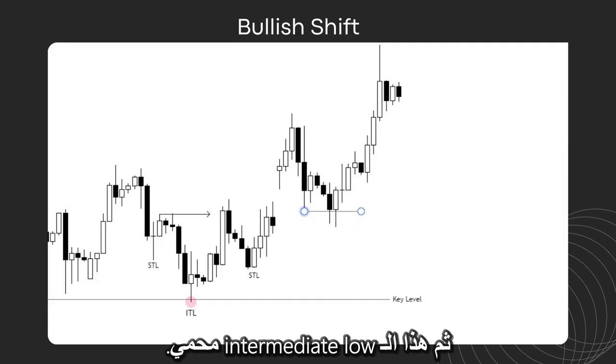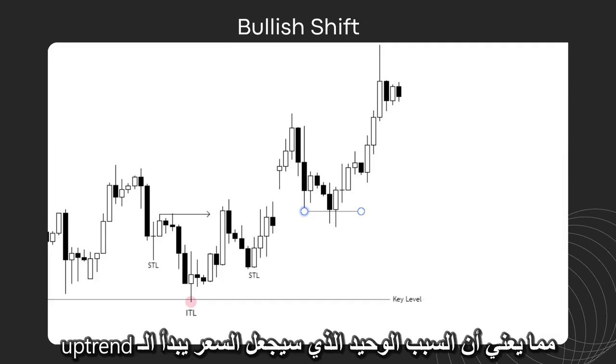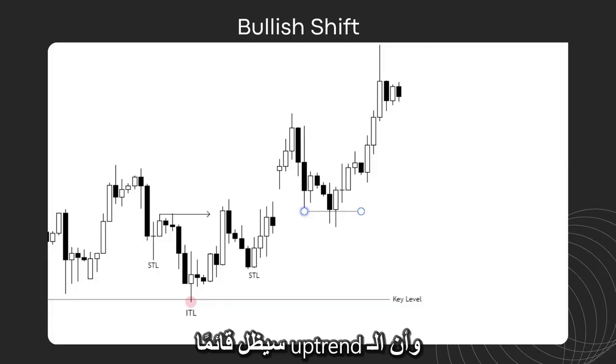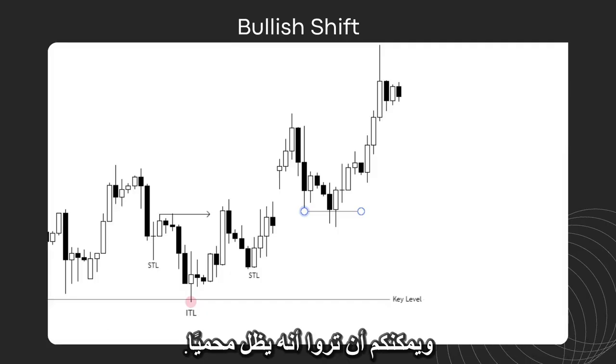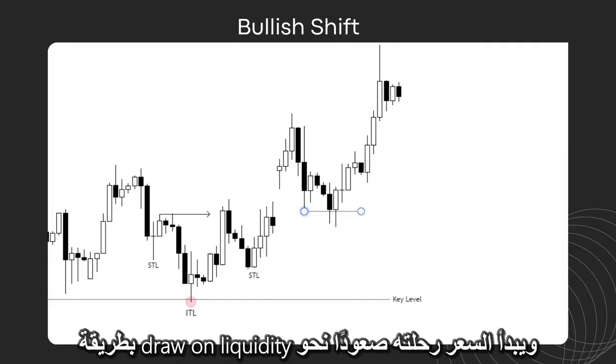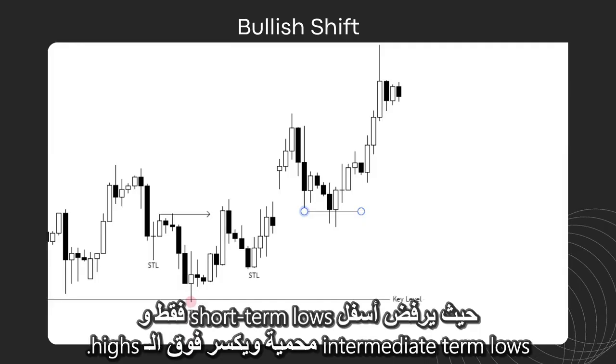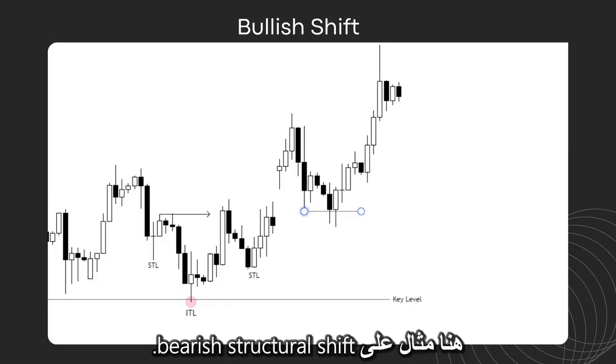And this intermediate low is protected, which means the only reason the uptrend is going to stay intact and continue is if this low is protected and price doesn't break or reject below it. And you can see it stays protected and price starts its journey higher towards the drawn liquidity, rejecting below only short-term lows while the intermediate term lows are protected, and breaking above highs, right?